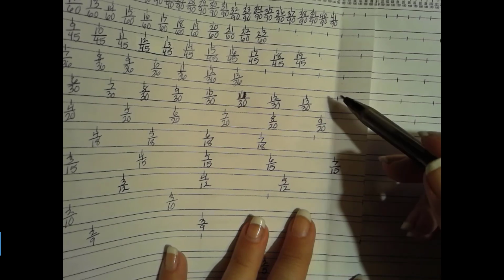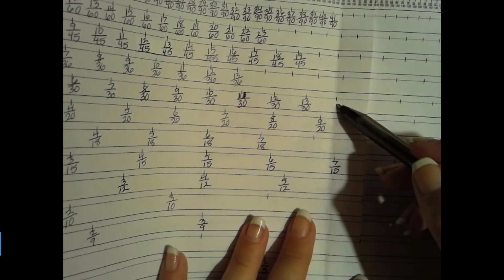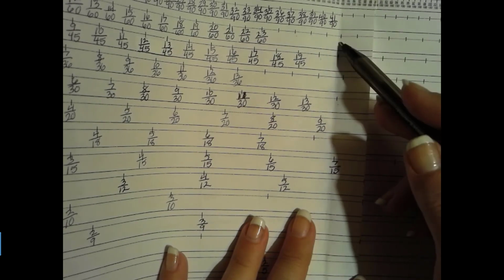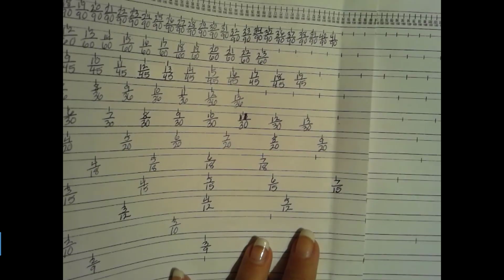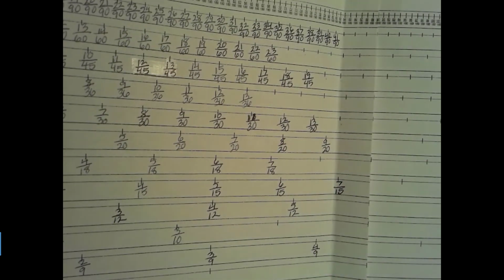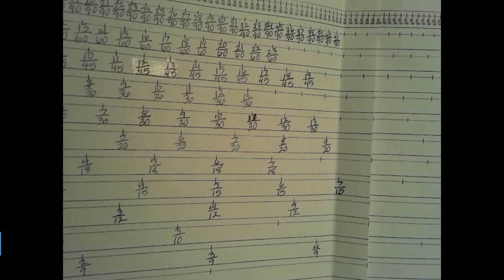But we do have an equivalent fraction in the 6's, in the 4's, in the 3's, and the 2's, because 2, 3, 4, and 6 are all common factors, but 12 is our greatest common factor.